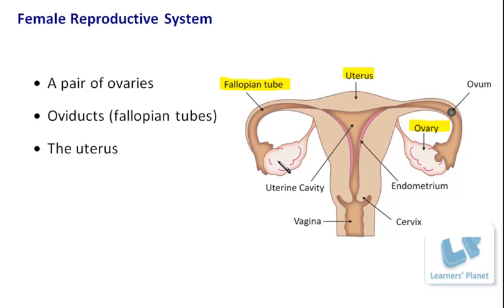So what should happen now? The ovary is producing the ovum, which is released out of it and is actually entering into, or is received by, this structure that is known as the fallopian tube.